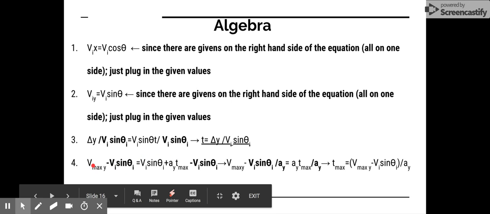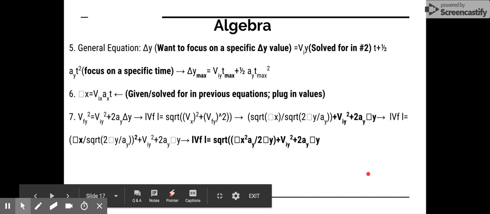And then v max y equals v initial sine theta plus ay t max. In order to get t max by itself, I first subtracted velocity initial times sine theta from both sides. That cancels this out right here. And then I get v max y minus v initial sine theta divided by ay. So that again, I get t max by itself to get this final equation.